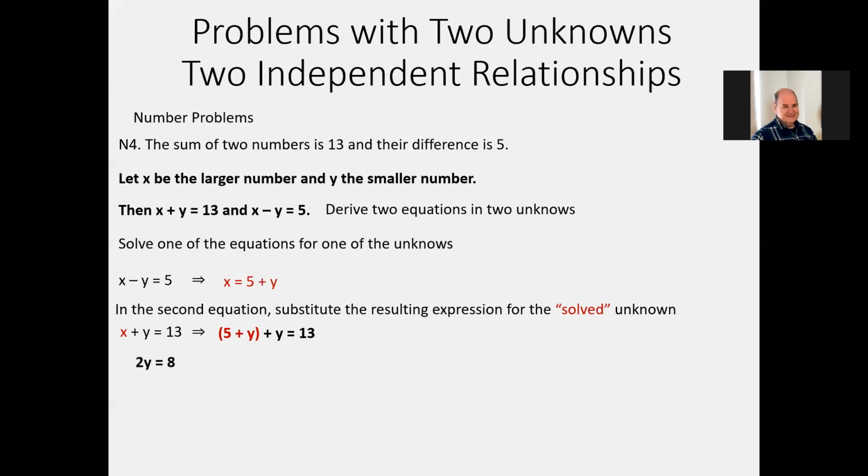Okay. Collecting like terms and solving for Y, Y is 4, X is Y plus 5, as one of my equations showed, so X must be 9. And indeed, their sum is 13 and their difference is 5.